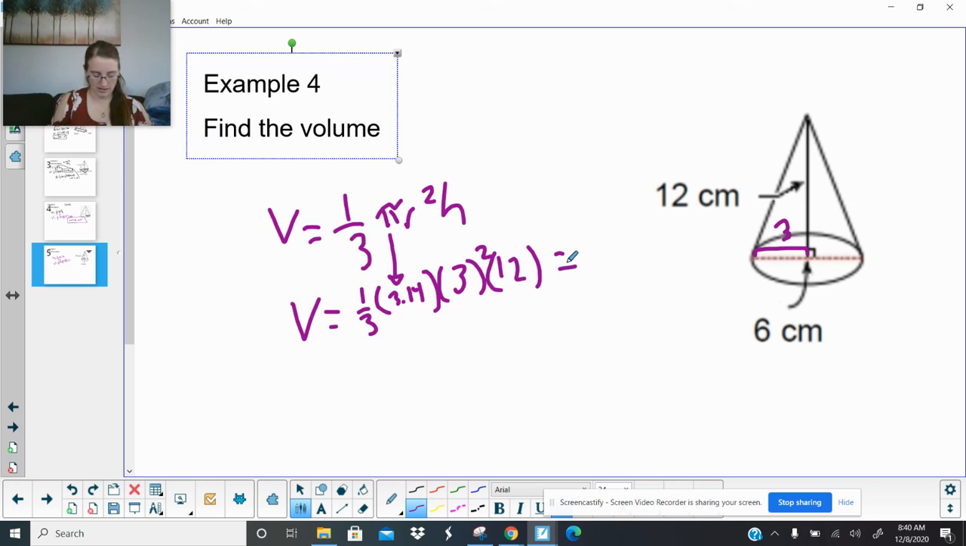And then we plug it all in. We got 1/3 times 3.14 times 3 squared times 12. This is 113.04. What are our units? Centimeters cubed.